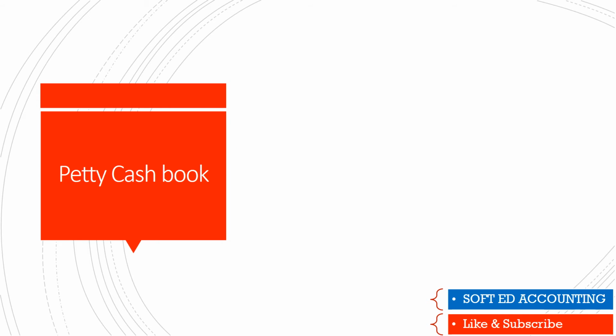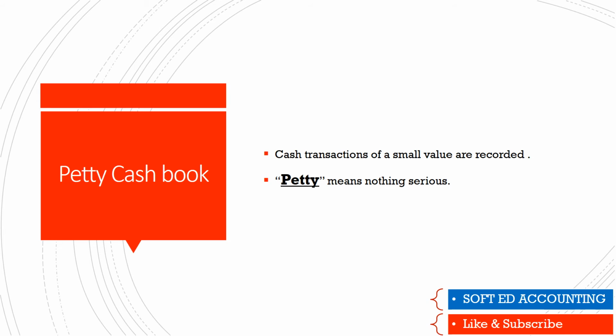From the cash book, we have a smaller book called the petty cash book. It's a book in which cash transactions of a small value are recorded. Petty means nothing serious. That's why transactions of a small value are recorded in this book, the petty cash book. That's where the name was derived from.